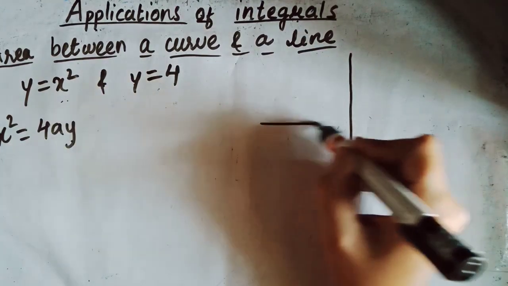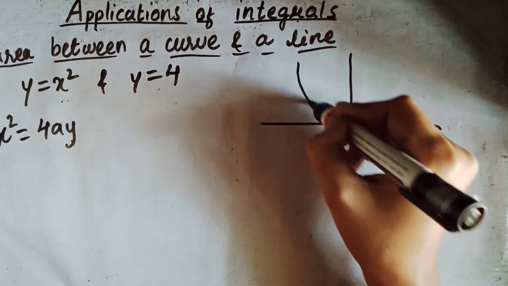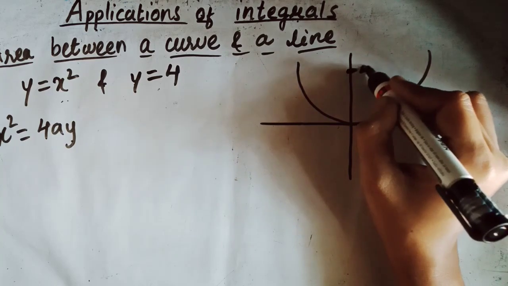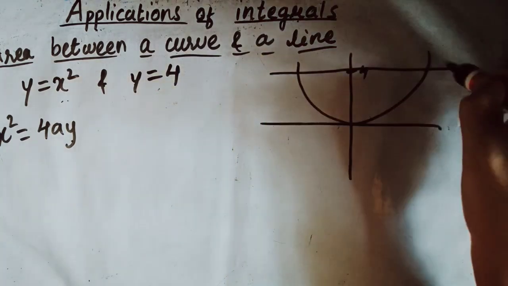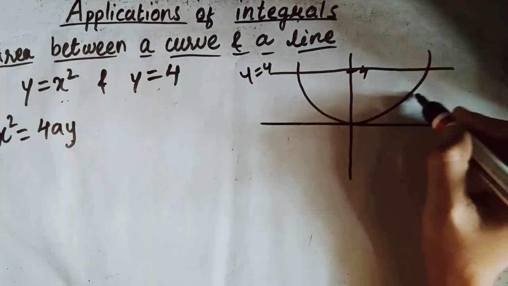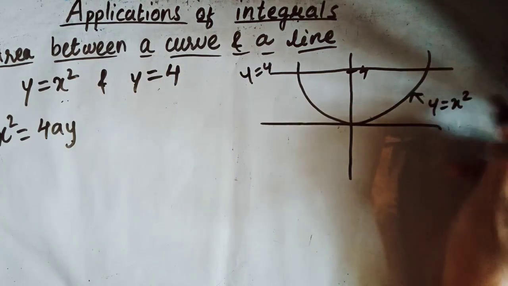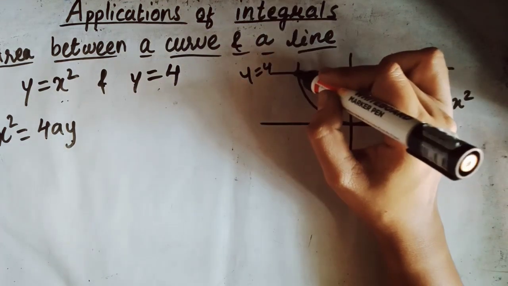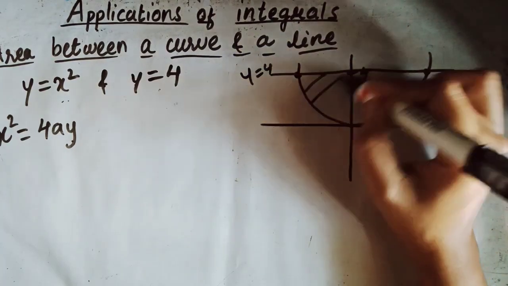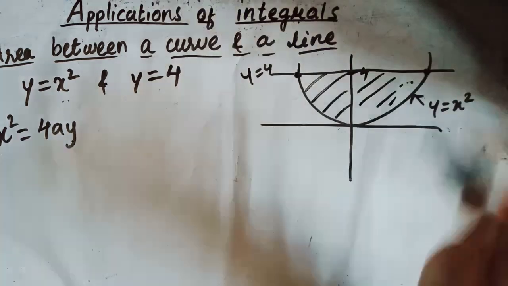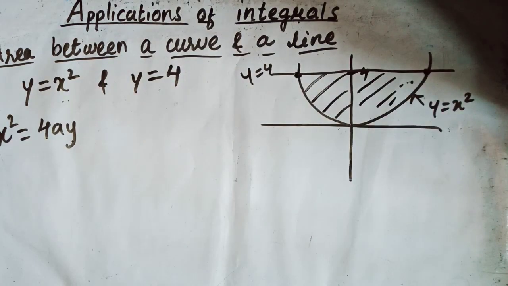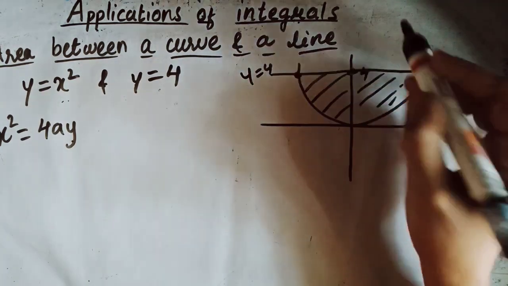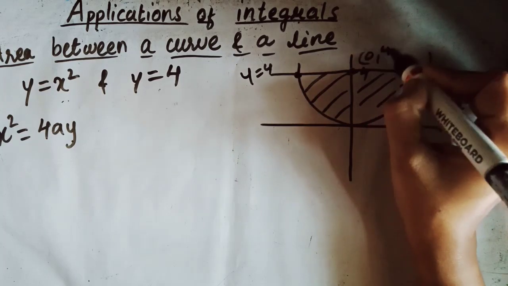So let's draw. Your upward parabola is like this, and the line y equal to 4. If this is 4, then this line is your y equal to 4, and this is your y equal to x square part. Now you have to find the area of this region. This point is your (0, 4), right?